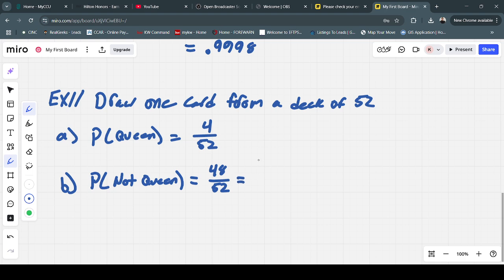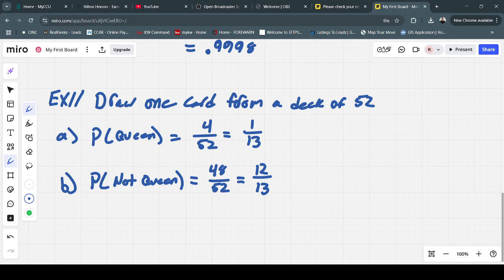Now, get a good habit of reducing. Both of these can reduce. The first one reduces to 1 over 13, and this reduces to 12 over 13, which, ironically, what's 1 plus 12? Still 13. Just because we simplify doesn't mean all of a sudden they don't add up to 1 again. So if I add these up, no matter if they're base 13 or base 52, these still add up to 1. Very, very important.